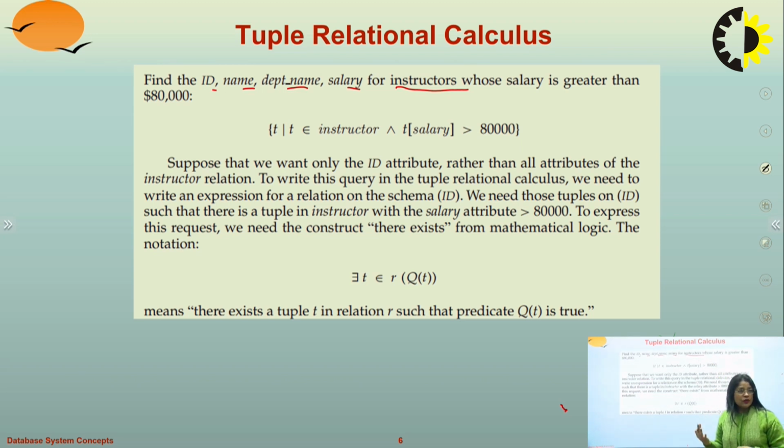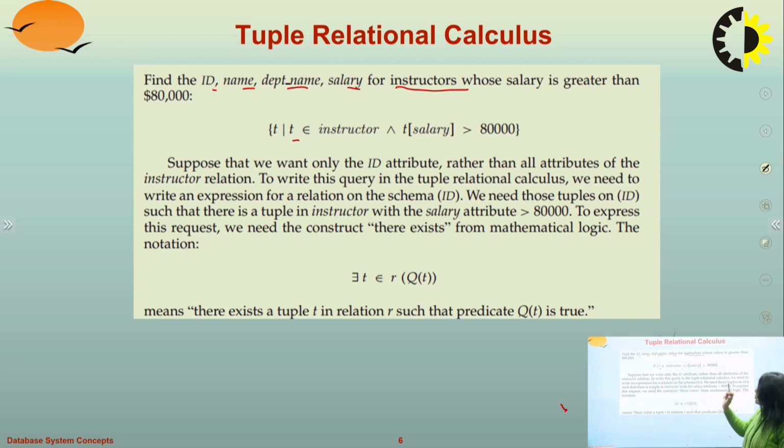So what will we write? I'll write T. We require the whole T. So we write T belongs to which table? Instructor table. And what is the condition? Salary should be greater than 80,000.